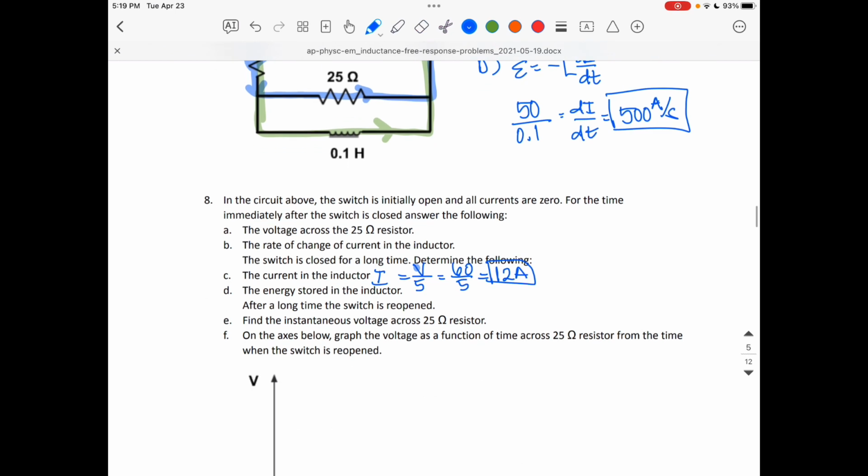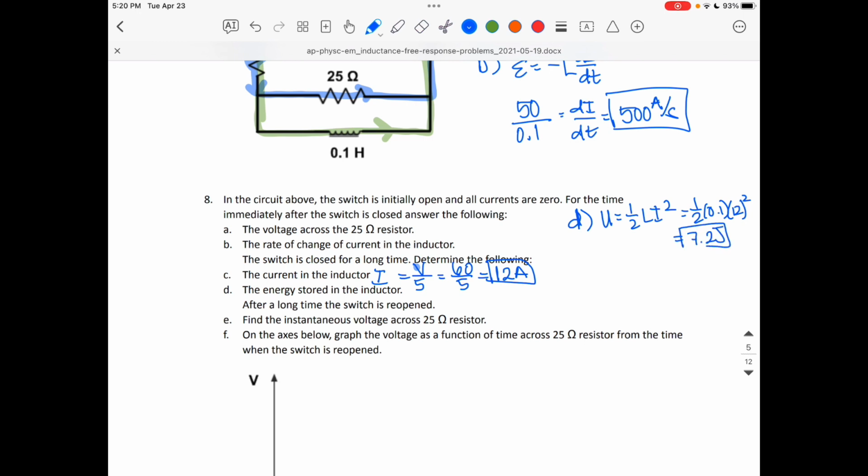All right, now here it says the energy stored in the inductor. So we're going to use the energy equation. I'm running out of room, so I'm going to go over here. This is for D. U is equal to 1/2 L i squared, and that gives me 1/2 times 0.1 times i, where i is equal to the 12 that I just calculated, and when you plug that in, you get 7.2 joules of energy. And then the next one says, after a long time, the switch is reopened.